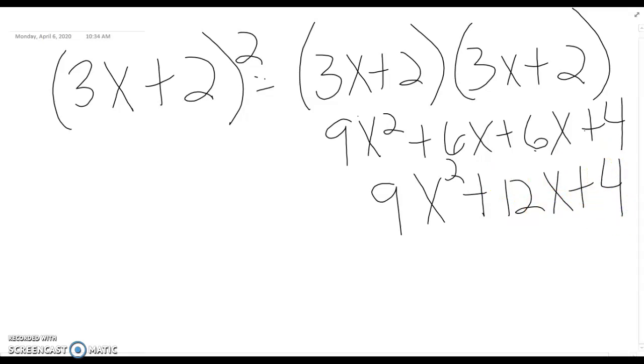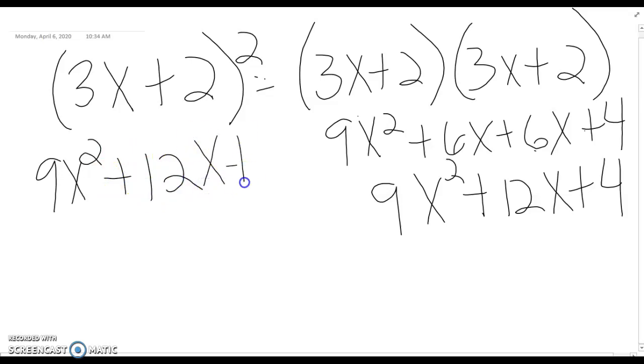So going back to do it the quicker way, I need to remember that there is a 3 in front of the x. When I multiply, the first thing I do is square this. I have 3x times 3x, which is 9x squared. Okay. Then we always do 2 times 2 times 3. So 3 times 2 is 6, times 2 is 12x. And then I square the last one, which is 4. And as you can see, the answers are the same.